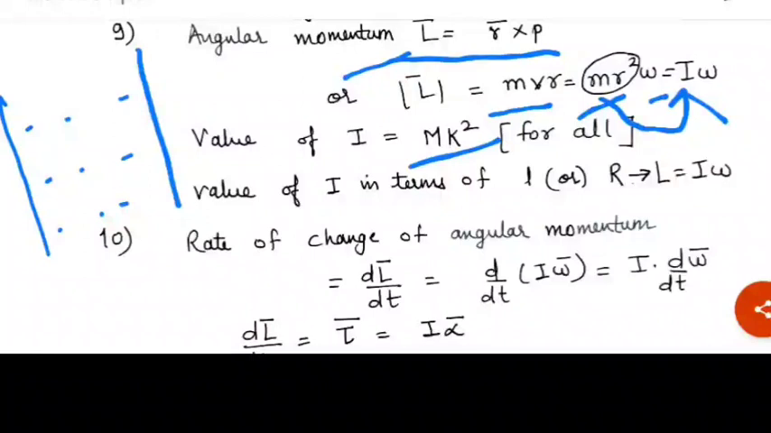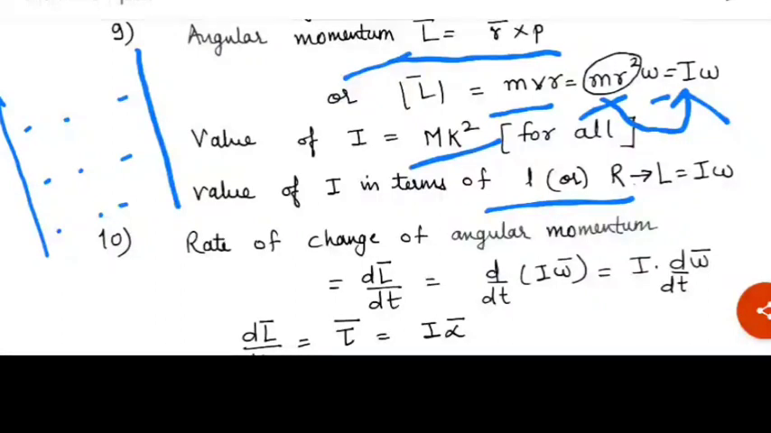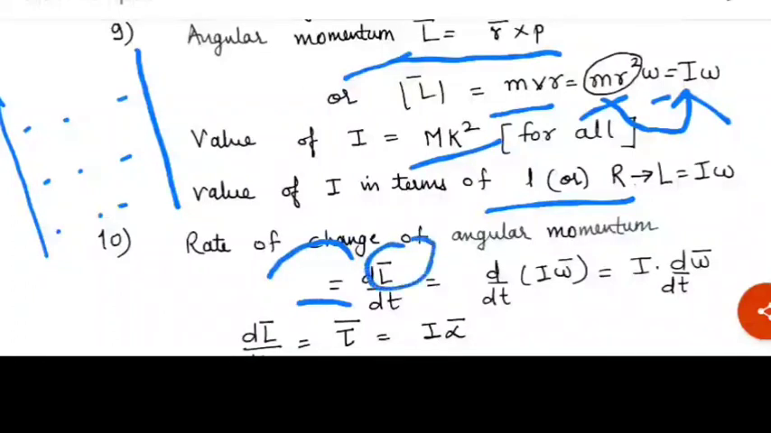It will depend upon the given parameters in the question, and the value of I in terms of L or R will depend on the body as well as on the axis of rotation, using perpendicular axis and parallel axis theorems in the determination of moment of inertia. Next is to find the rate of change of angular momentum. Putting L equals I omega.